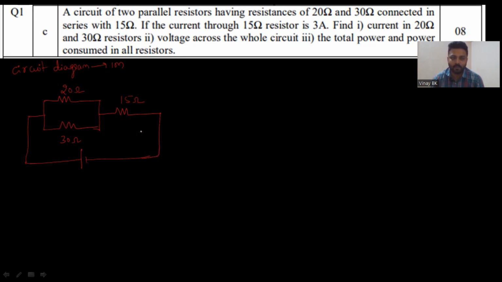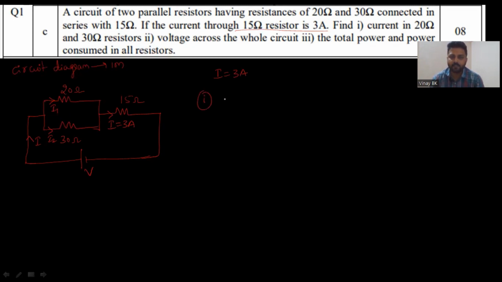Now read the question properly. A circuit of two parallel resistors having resistances of 20 ohm and 30 ohm connected in series with 15 ohm. If the current through the 15 ohm is 3 amperes: the main current flowing here divides as I1 and I2, and again the same I comes back. The current through the 15 ohm is 3 amperes, which means the total current I equals 3 amperes.